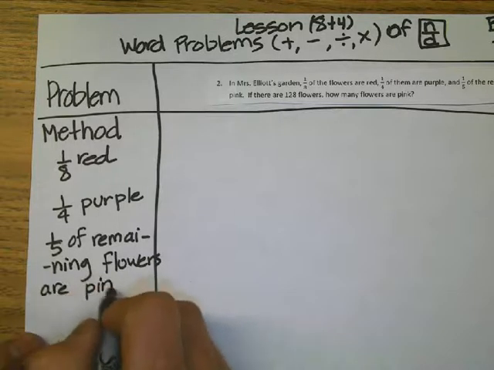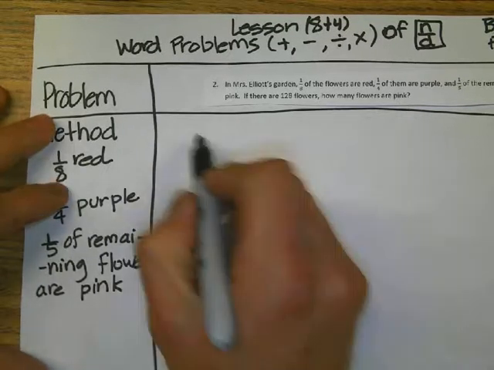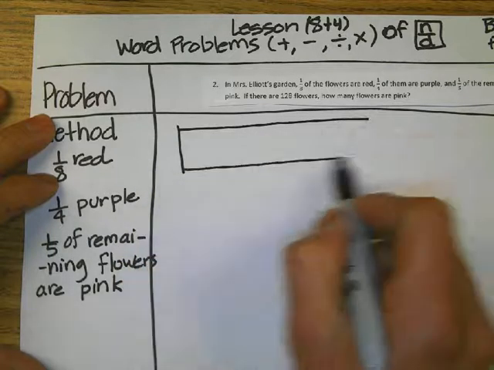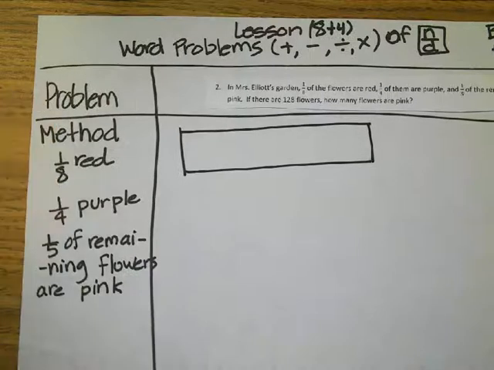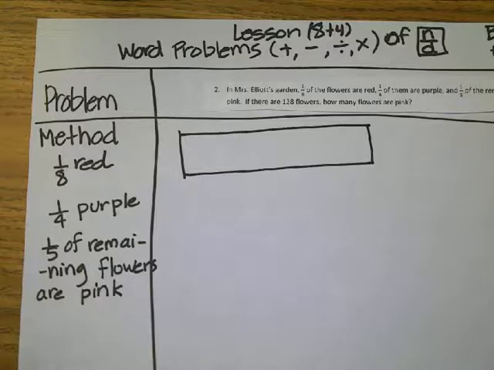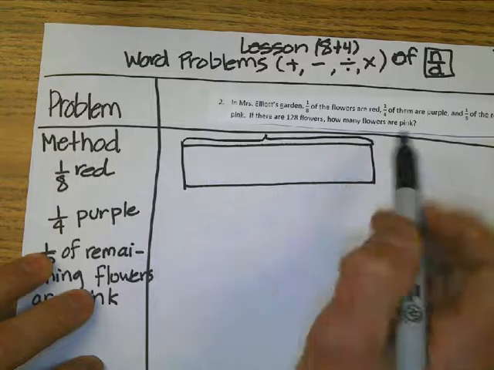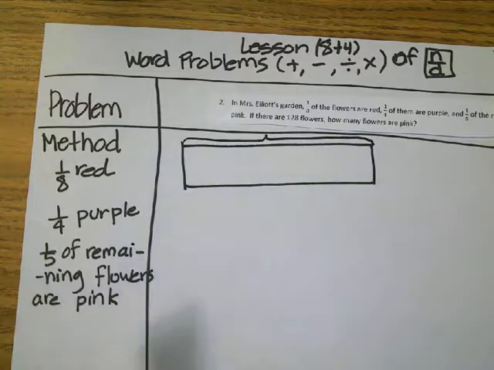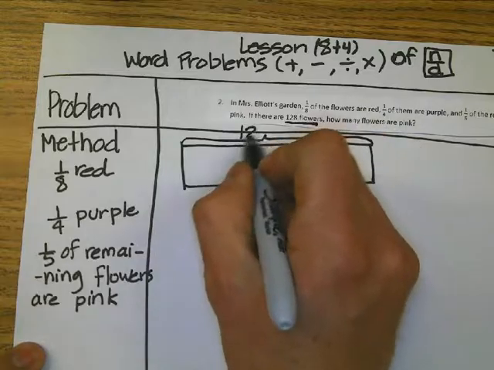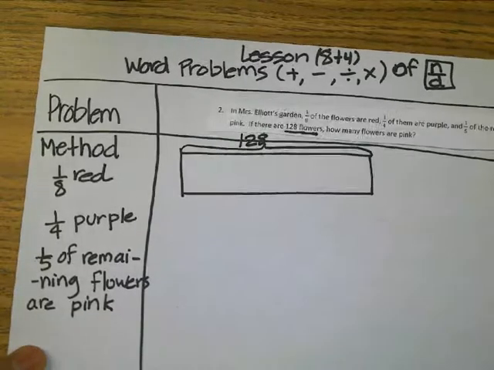So let's set this up. Now we are going to show our work using a tape diagram. Here is our tape diagram. And one thing we know in the tape diagram is that this whole thing is 128 flowers, because it tells us right here. So it's 128, my friends. That is the whole.